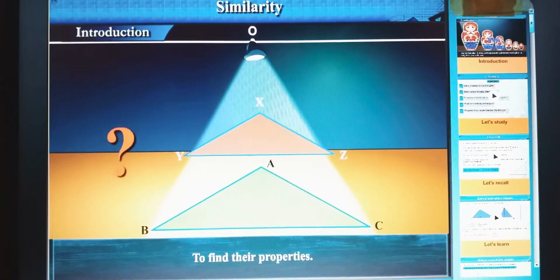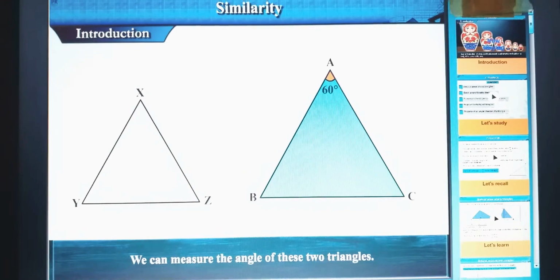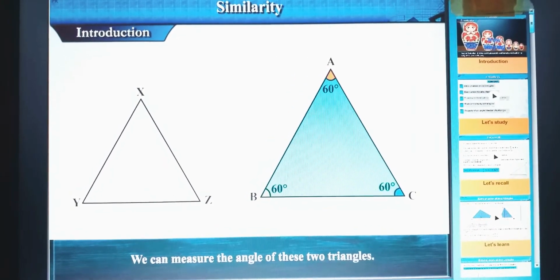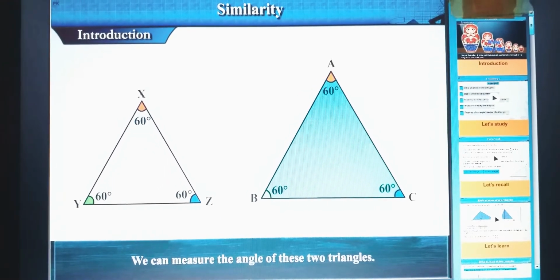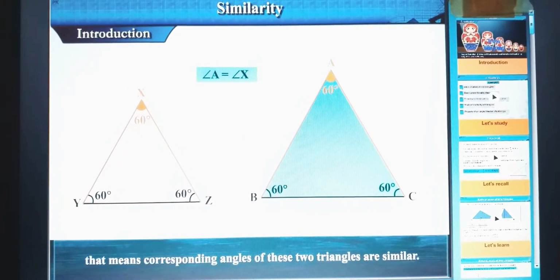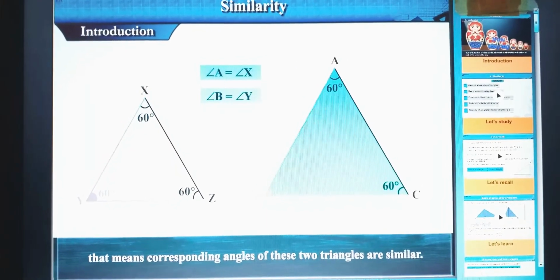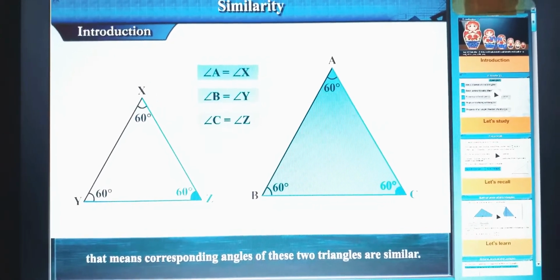To find their properties, we can measure the angles of these two triangles. They are A 60 degrees, B 60 degrees, C 60 degrees, X 60 degrees, Y 60 degrees, Z 60 degrees. That means corresponding angles of these two triangles are equal. Hence, angle A is equal to angle X. Angle B is equal to angle Y. Angle C is equal to angle Z.